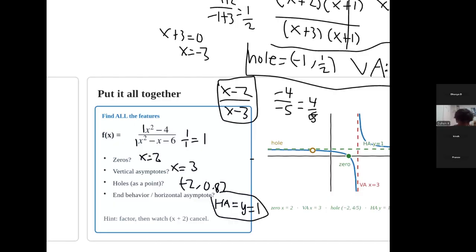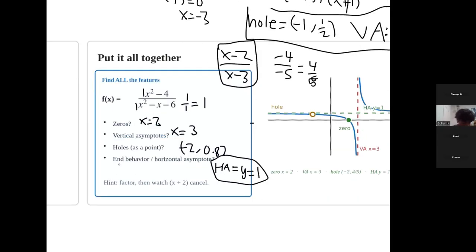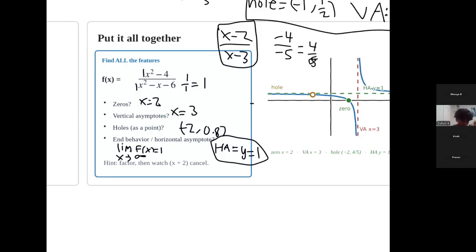And since we have our horizontal asymptote, we can easily find our end behavior without even looking at the graph. It's going to be limit x to infinity, f of x equals 1. And I'm gonna write it here so I have more space. Limit x to negative infinity, f of x also equals 1. That's gonna be our final answer. So any questions on that right there?